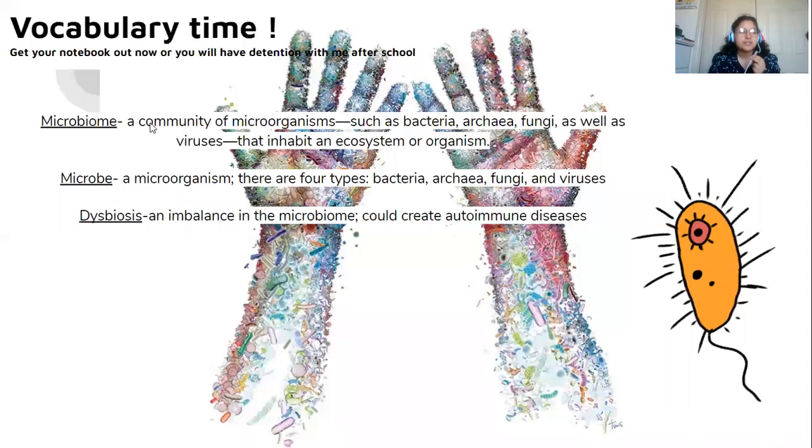So these are the three vocab words you need to know. Microbiome is a community of microorganisms such as bacteria, archaea, fungi, as well as viruses that inhabit an ecosystem or an organism. And within those microbiomes are microbes, which are microorganisms. And these are the 4 types, which are also listed above. And lastly, dysbiosis is an imbalance in the microbiome that could create autoimmune diseases or other illnesses.